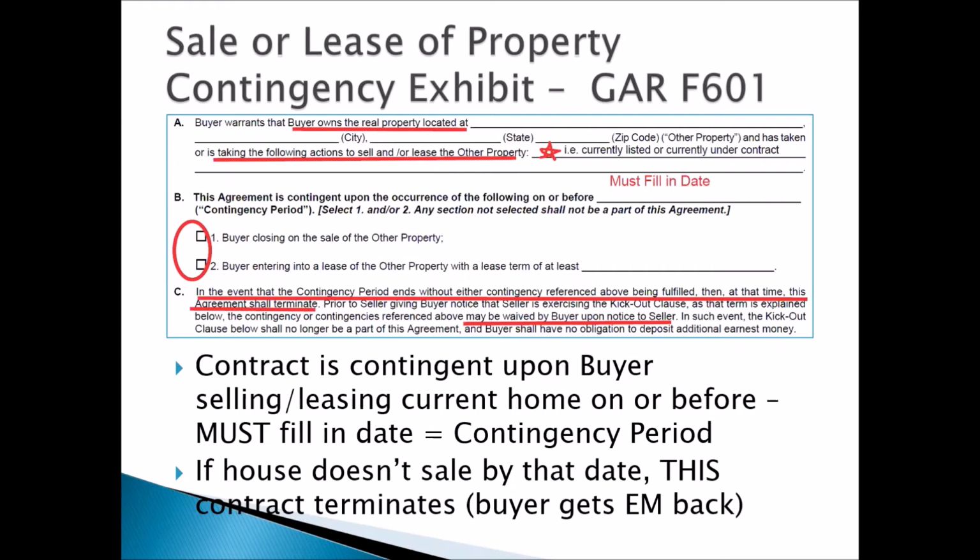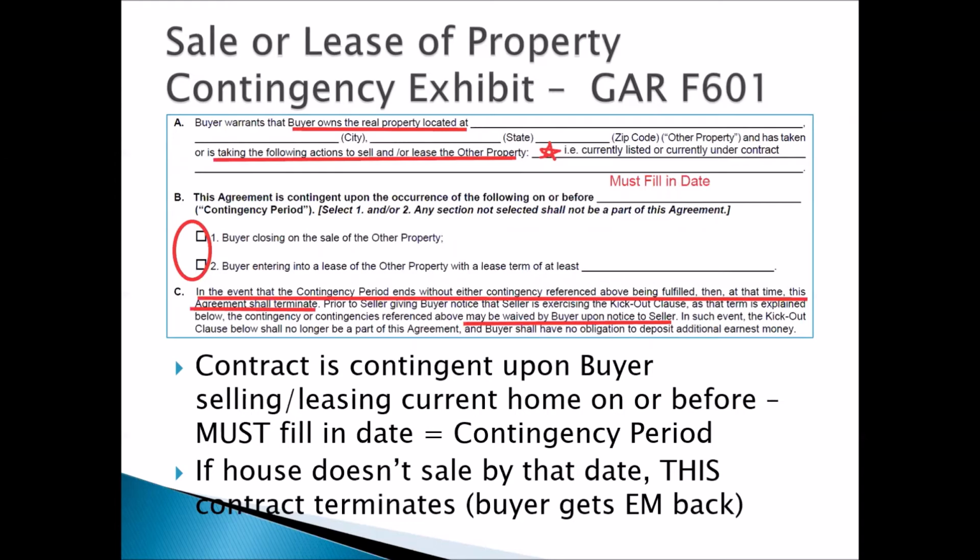There's another buyer that says, gosh, I can qualify for the new home. I can handle both mortgages for a short period of time. I just don't want to. So it depends on the situation of your buyer as to the relationship with this contingency exhibit. But nevertheless, basically what you're going to do is the buyer warrants that they own property and you fill in the date. You fill in the property address, and then you fill in what steps they're doing to actually sell or lease the current property.